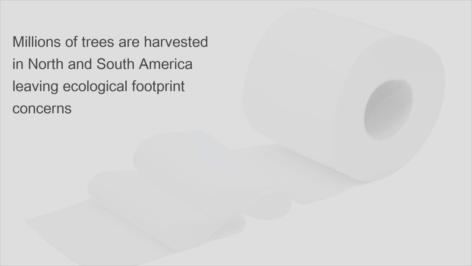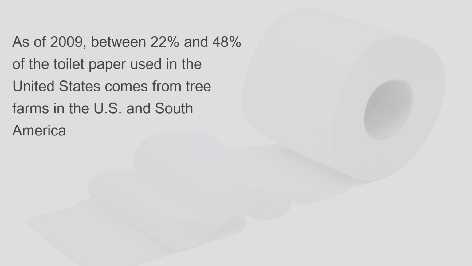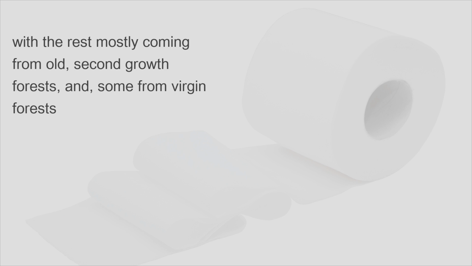Millions of trees are harvested in North and South America, leaving ecological footprint concerns. Citizens of many Western countries sometimes use toilet paper for industrial purposes, such as oil filters, which may distort the use statistics. As of 2009, between 22% and 48% of the toilet paper used in the United States comes from tree farms in the US and South America, with the rest mostly coming from old, second-growth forests, and some from virgin forests.